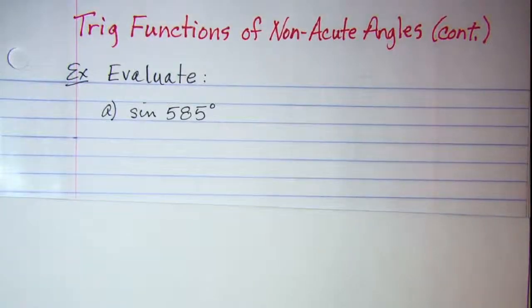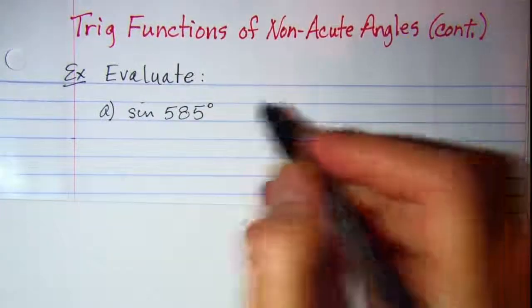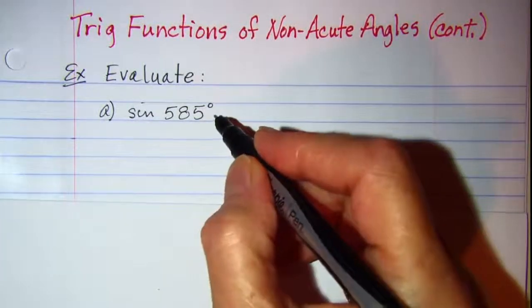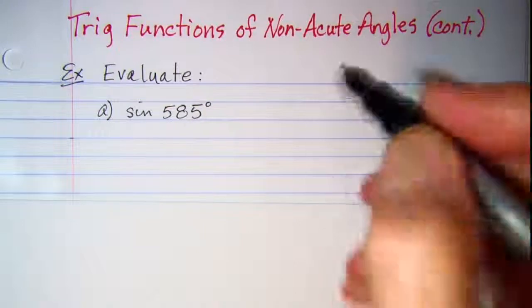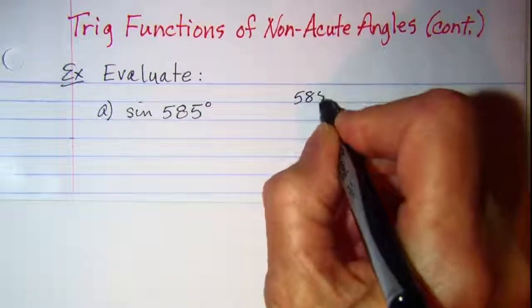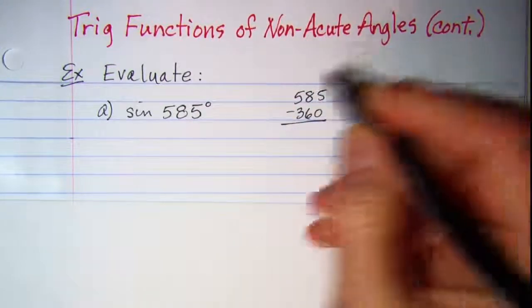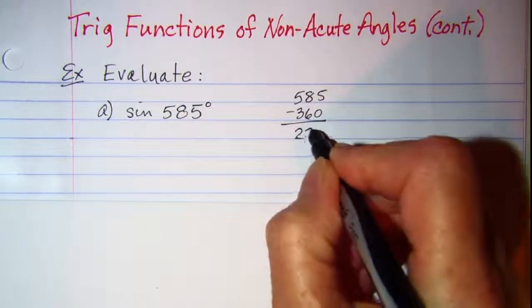In this video, we'll be talking some more about trig functions of non-acute angles. Our first example is to evaluate the sine of 585. Since this angle is more than 360, let's find its coterminal angle by subtracting one revolution. So 225.